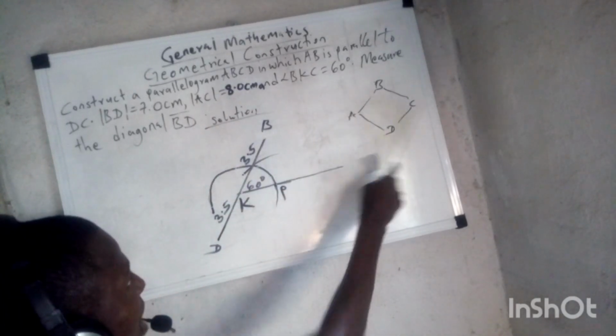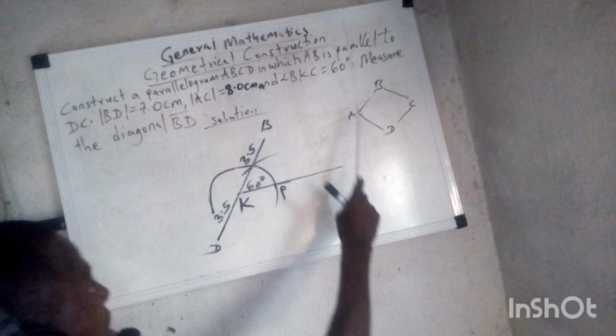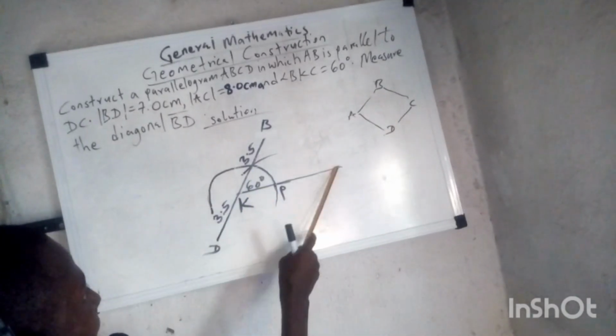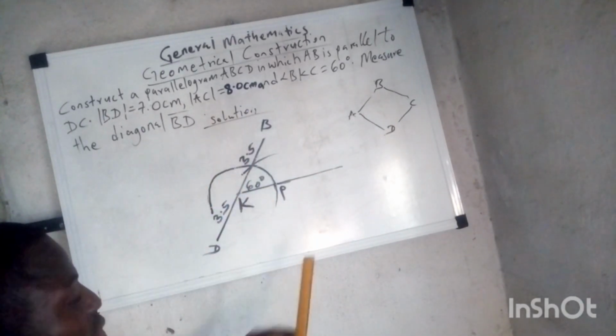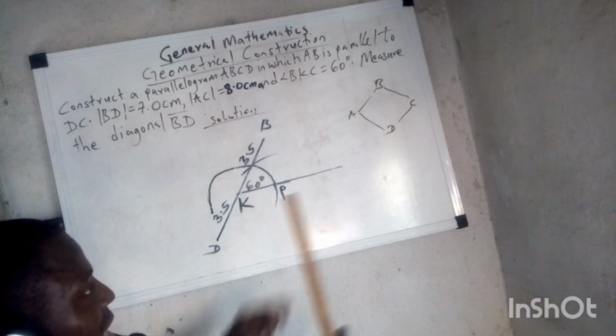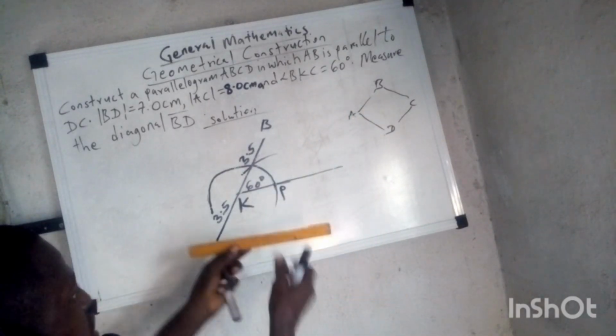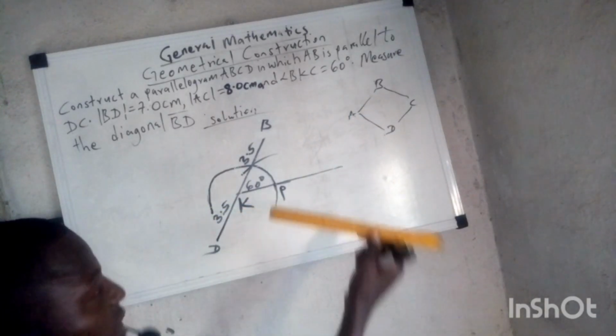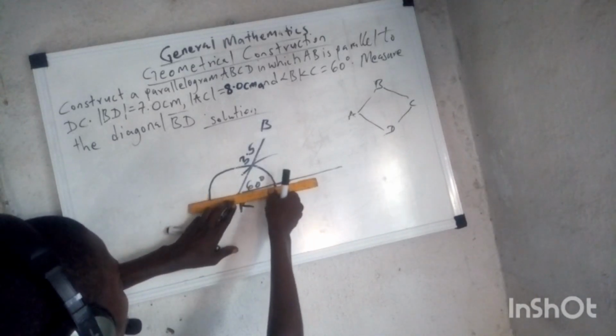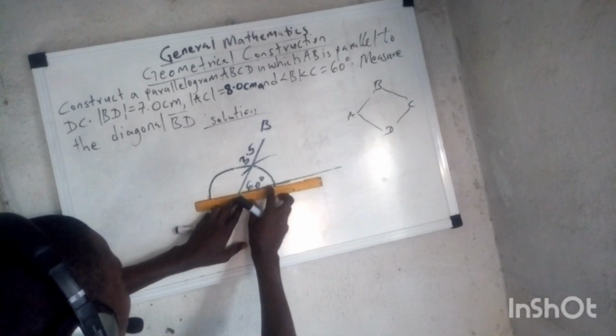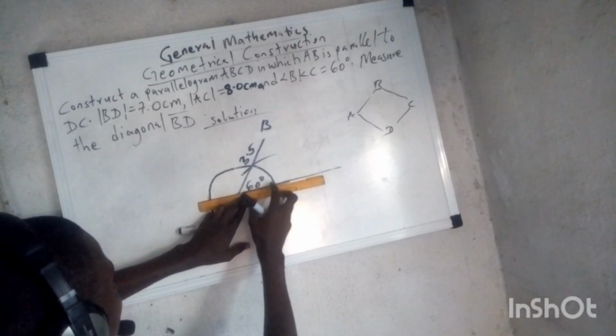And look at our rough sketch. We have it on the board. AC, which means A and C, 8 centimeters. So you make use of your ruler again and place 4. 4 will be at the point of intersection, that is 4 will be on K. So if 4 is on K, this is 4 directly on K.